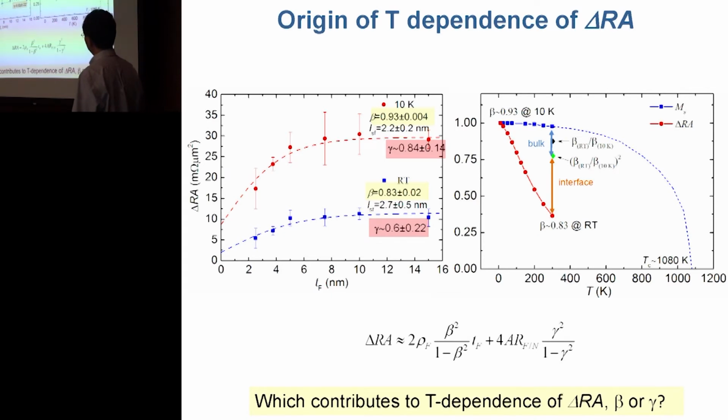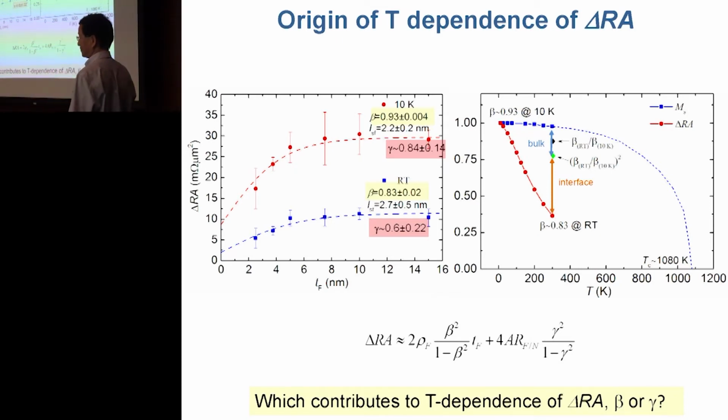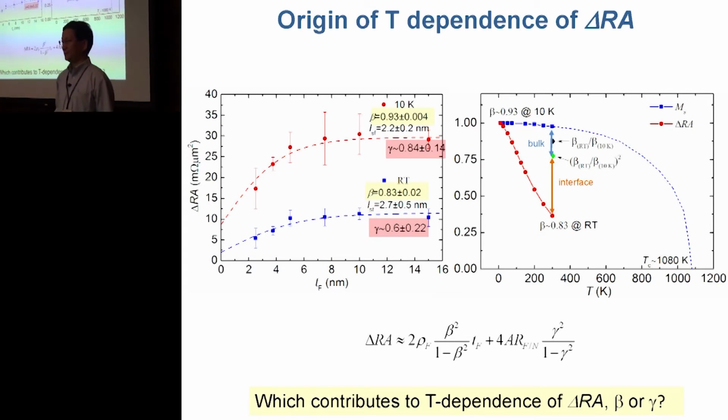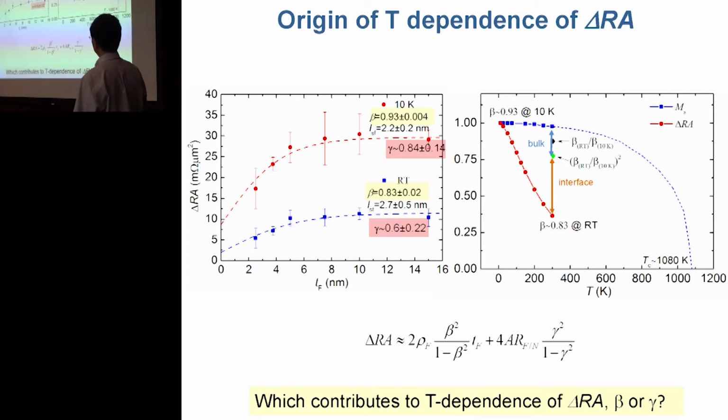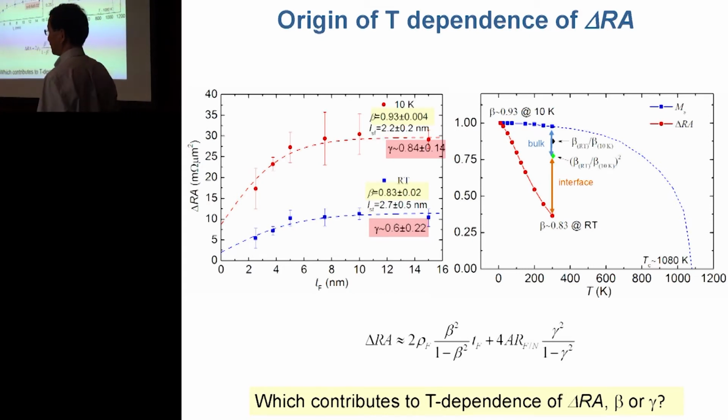So at 10 Kelvin, we found beta is 0.93, 93%. This means this alloy is essentially half metal. And the gamma value is also very large. And when we go to room temperature, beta is slightly degraded to 0.83, and gamma is substantially decreased to 0.6.